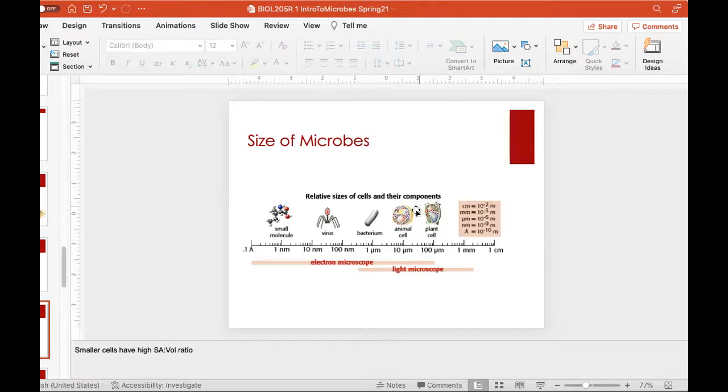Remember, plant cells and animal cells, these are eukaryotic cells. And they're going to be the biggest cells that we would ever see under a microscope.